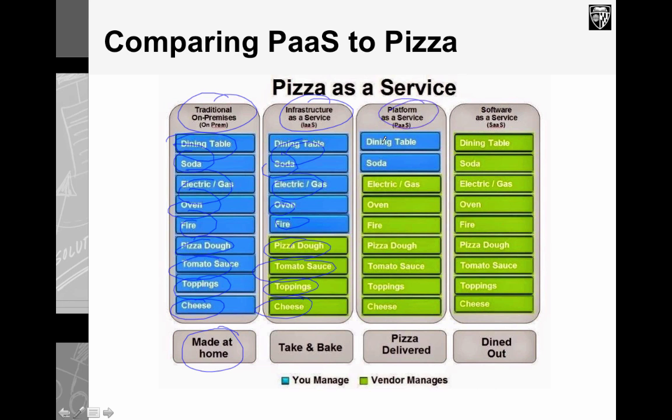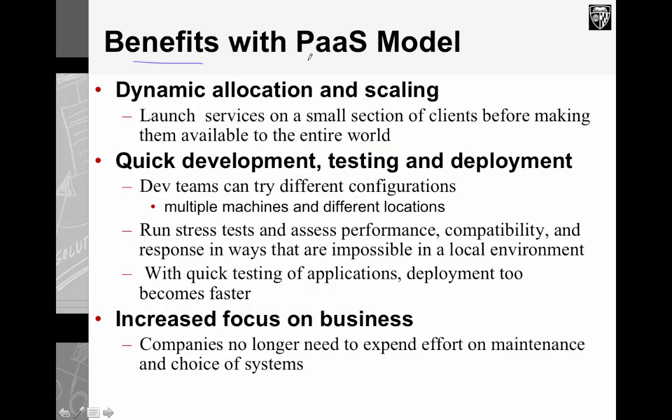In the platform as a service model, it's the pizza delivered model where the cheese, the toppings, the tomato sauce, the pizza dough, the fire, oven, electric gas is all outsourced, and what you really get is the pizza, which is delivered to you, and you sit down in the comfort of your home at your dining table and eat your pizza, drink your soda. Then there's the software as a service model, which is really your dining out model. What we're really talking about right now is platform as a service, where the pizza is being delivered to us. All we have to do is eat the pizza, but we have to bring in our own dining table and our own soda.